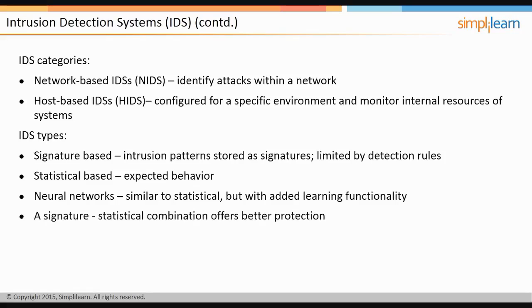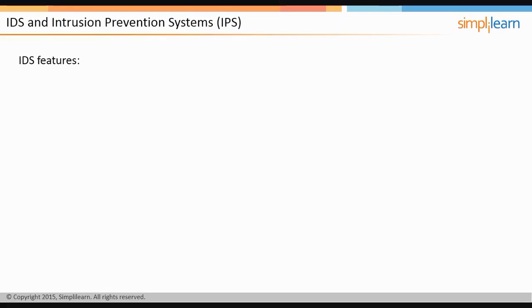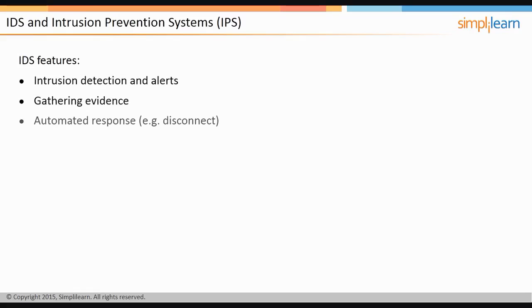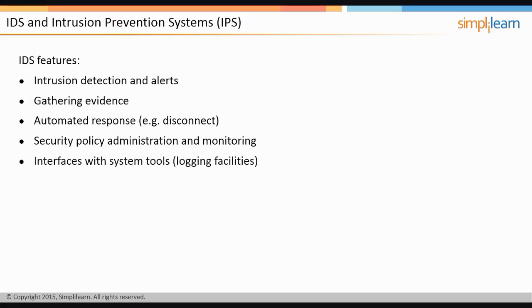In the next screen, we will learn about IDS and Intrusion Prevention Systems, IPS. The key features of intrusion detection systems: Intrusion detection and alerts. Gathering evidence. Automated response, for example, disconnect. Security policy administration and monitoring. Interfaces with system tools, logging facilities.